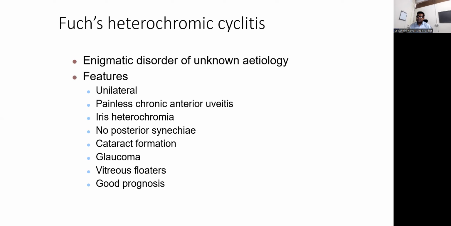Heterochromic iridocyclitis is usually seen in young adults. It's usually unilateral. The patient will have painless chronic uveitis, so the patient usually won't present to us with uveitis symptoms, but can develop cataract, and will present to us with the cataract only. Usually the patient has a good prognosis unless posterior segment involvement has occurred, and can be managed quite easily.